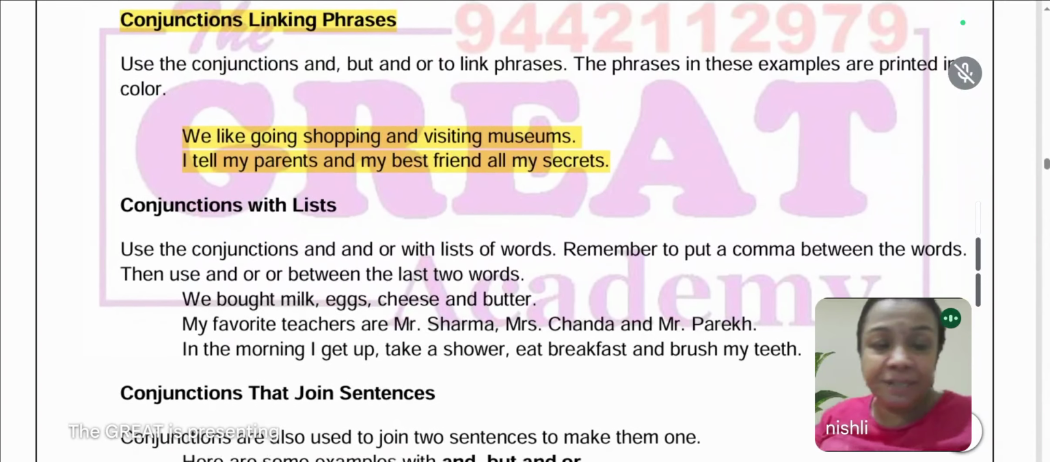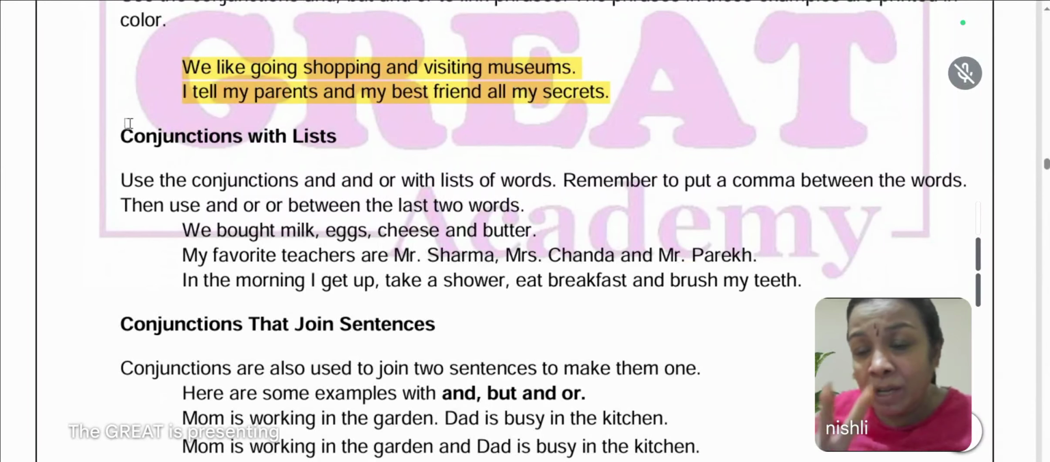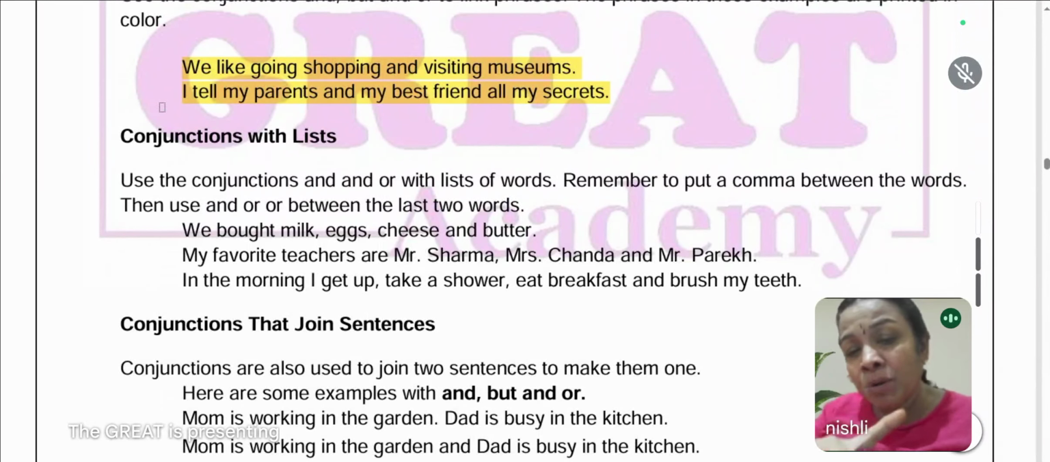Then the sentence becomes complete. Next is, I tell my parents and my best friend all my secrets. So you're telling two people your secrets. One is, I tell my parents; next is your best friend. So there are two people involved. You note down in that sentence, you have to use and.